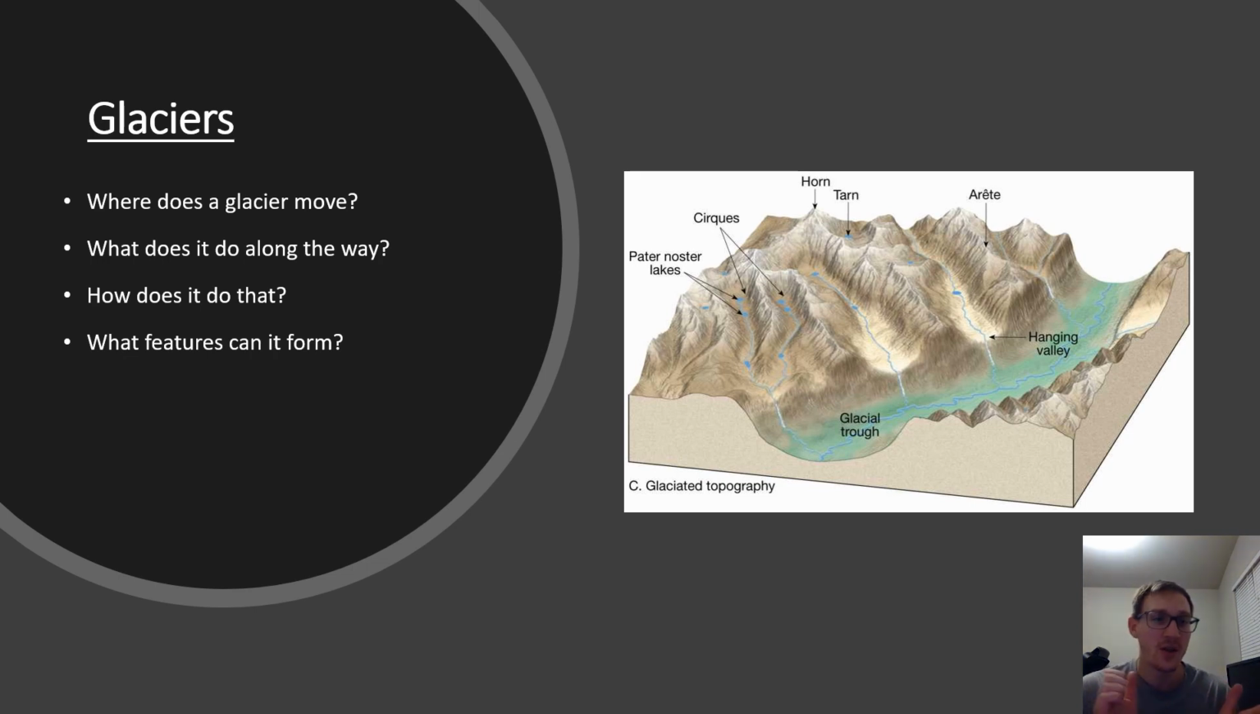All right, so glaciers. We're going to talk about where does a glacier move? What does it do along the way? How does it do that? What features can form from it? Just like we did with rivers. Okay, so glaciers obviously are going to move also from high elevations to low elevations. Along the way, since it's ice, it's going to cut through things more than rivers do. Wider areas, bigger things. We'll talk about how it does that and what it leaves behind, and then the features that can be formed from it.